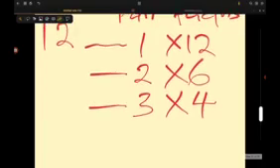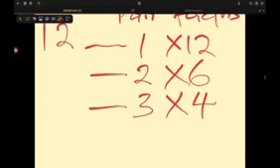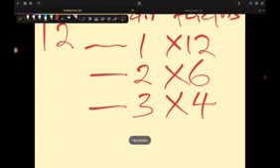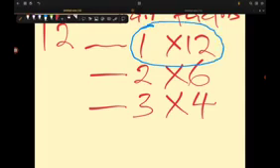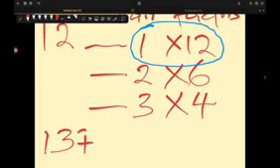1 times 12 is 12. 2 times 6 is... if you think very fast, you will quickly see that if I add 1 and 12, I will get 13. I want two numbers that I can add together to have 13. That's why I just put this plus there. I'm looking at two numbers I can add together that will give me 13.